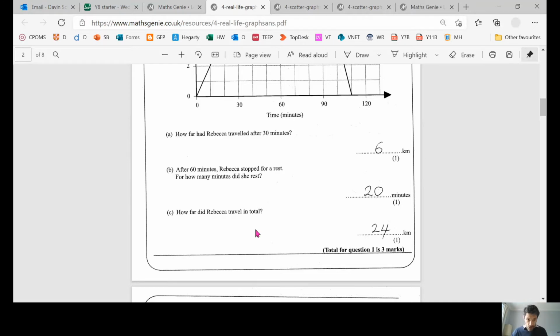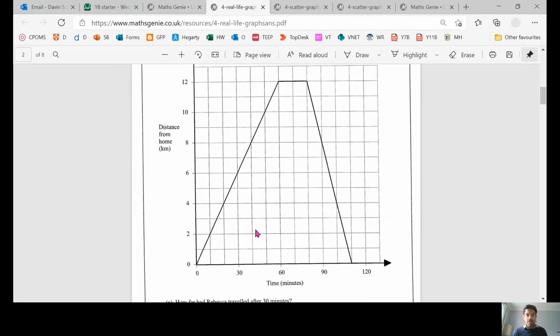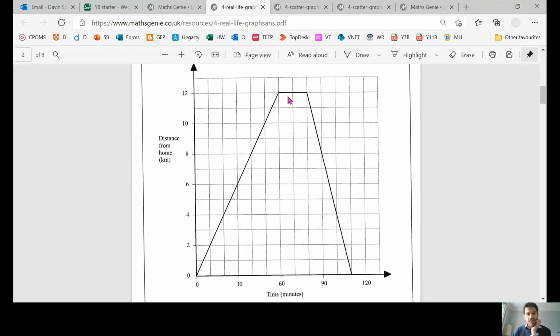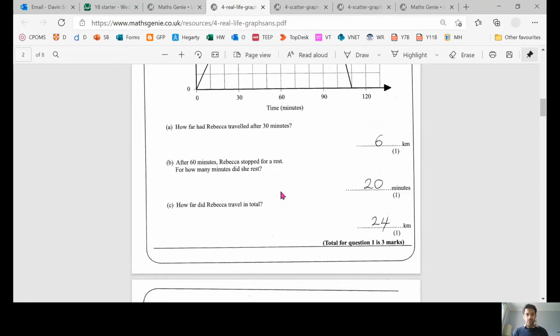After 60 minutes, Rebecca stopped for a rest. How many minutes did she rest for? We saw this bit is stationary, because time is still continuing but distance is not changing. And when I said each of these is 10 minutes, it's a good idea to do that to get to grips with the scale. 3 squares is 30 minutes, so each square, just do 30 divided by 3, is 10. So each square is 10 minutes. This is 2 squares, so 20 minutes.